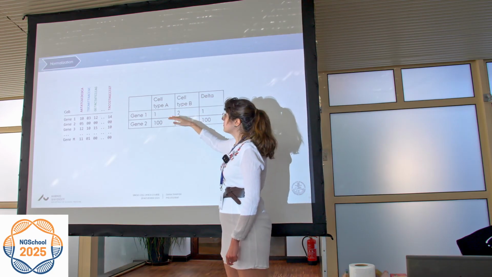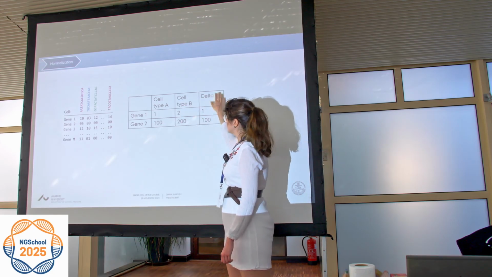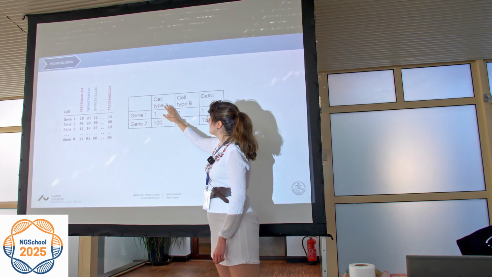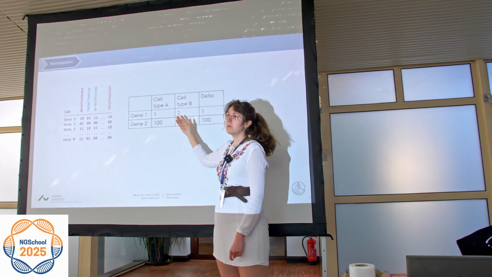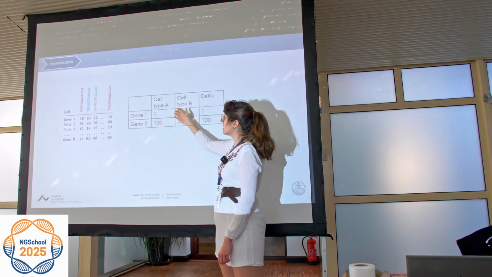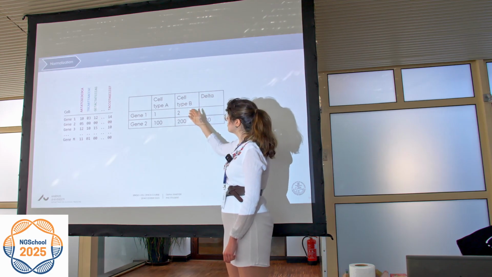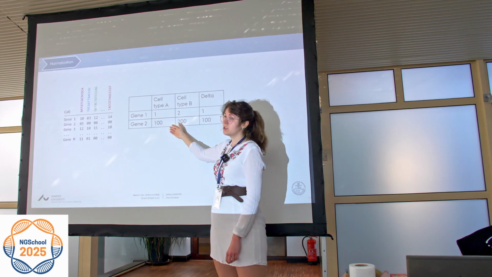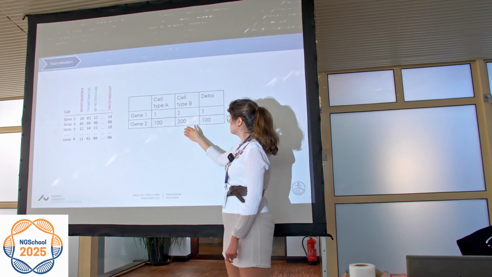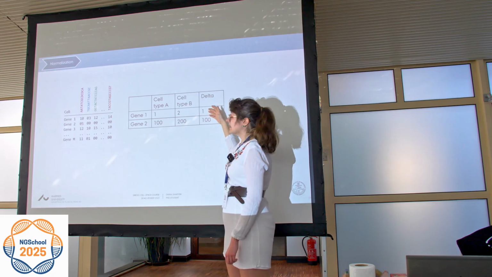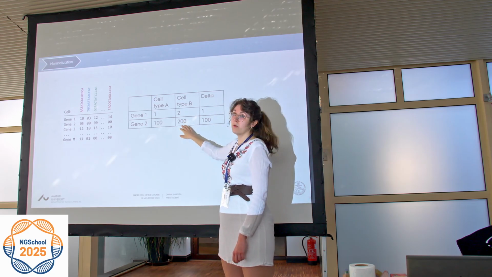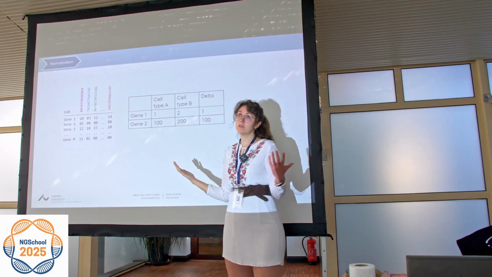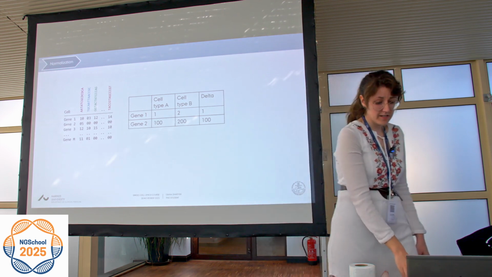Another reason why we need normalization is depicted here. If you have lowly expressed genes, for example a transcription factor, that you detected in one copy in one cell type, and in 2 in another, then the difference will be 1. And here, because it's a highly expressed gene, the difference will be much more. But it doesn't mean that this gene is more important than that gene. It's just biological variation.